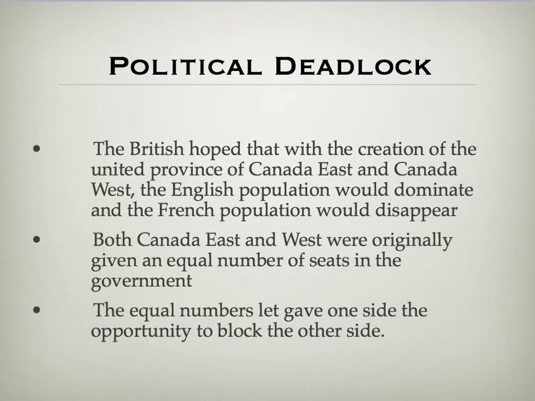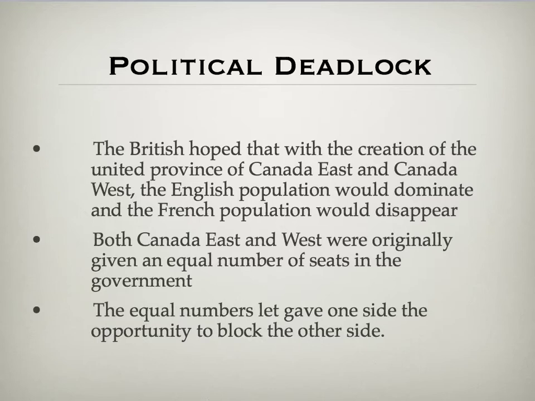Both Canada East and Canada West were given an equal number of seats in the government when they were created because, again, the British hoped that the English population would soon assimilate the French population. Unfortunately, the English population did grow, but the French population did not disappear like the British originally hoped.